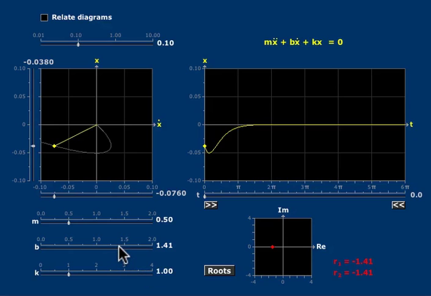If we continue to increase b beyond critical damping, now the roots move out on the real axis. There are two exponential solutions, and the general solution is a linear combination of them, and there's no oscillation in any solution.